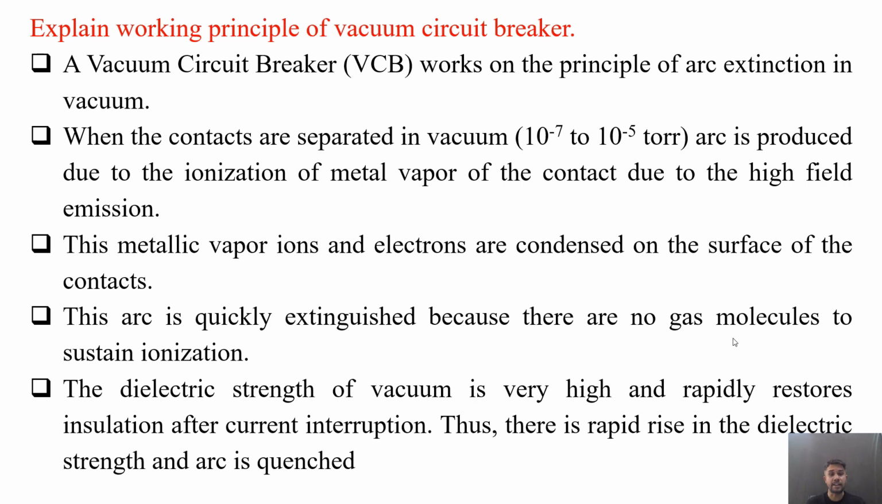These metallic vapor ions and electrons are condensed on the surface of the contacts. This arc is quickly extinguished because there are no gas molecules to sustain the ionization. The dielectric strength of the vacuum is very high and rapidly restores insulation after the current interruption. Thus, there is a rapid rise in the dielectric strength and the arc is quenched. So this is the basic working principle of vacuum circuit breaker, in which the arc is extinguished in the medium, that is in the vacuum.